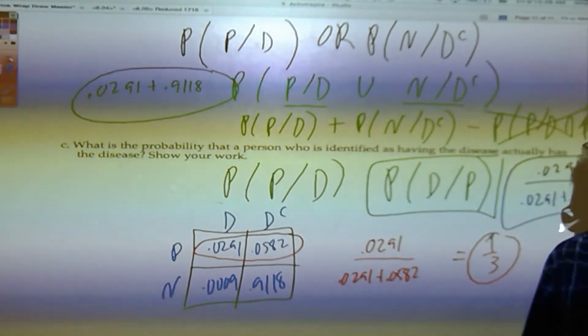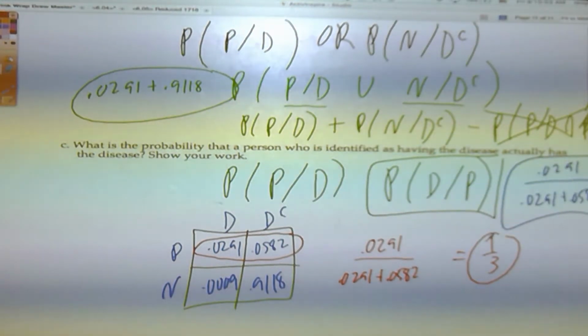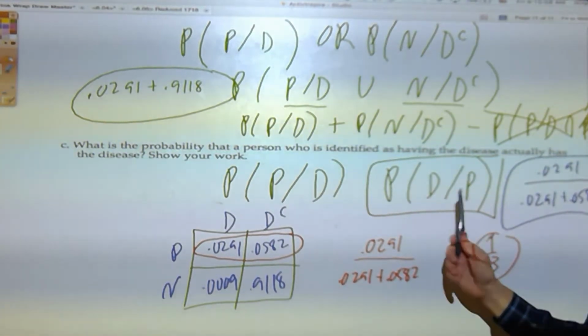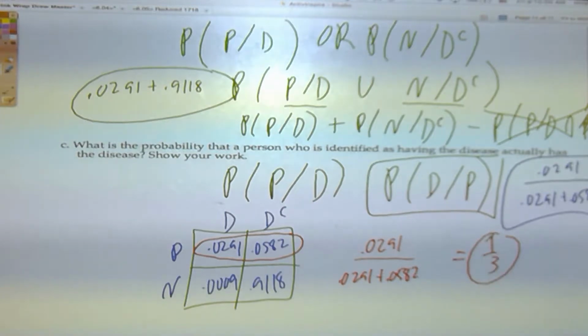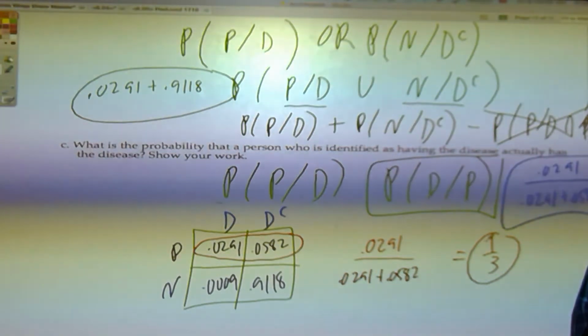Let's pause and take any questions you might have on this. 1/3 of the time, if you get a positive test result, you actually have the disease. That's disturbing. Questions? Let's call for questions.